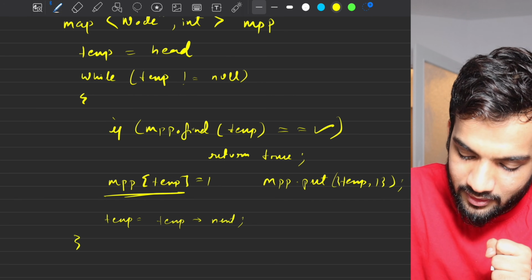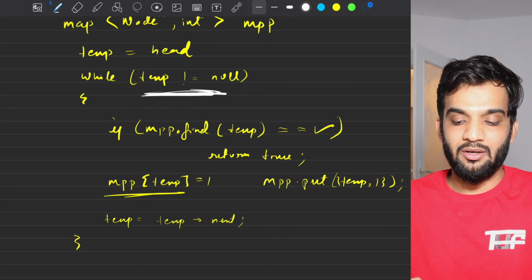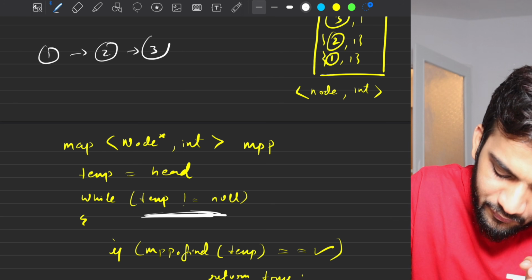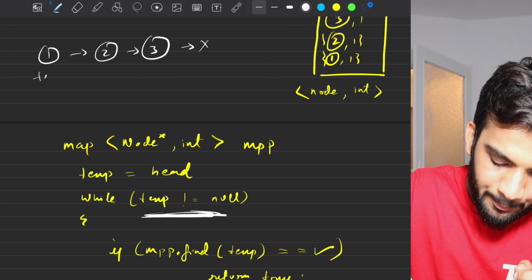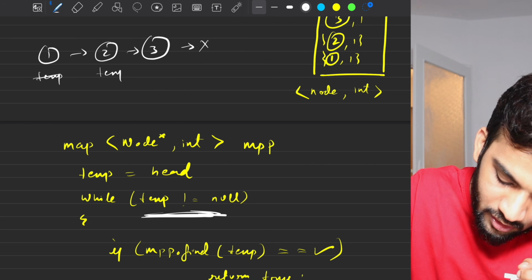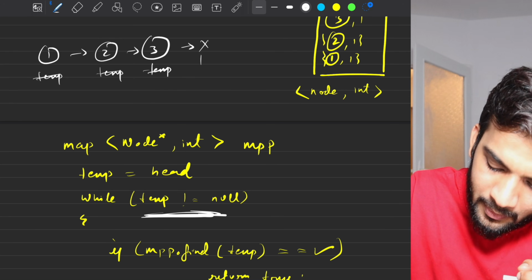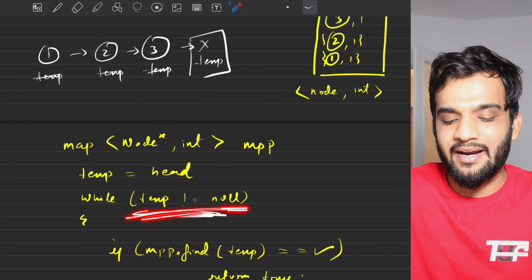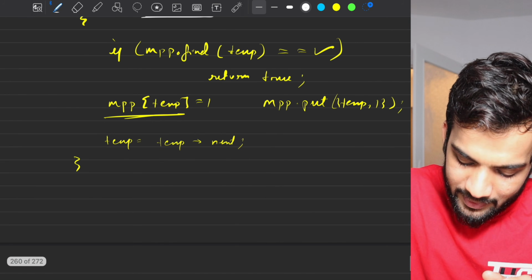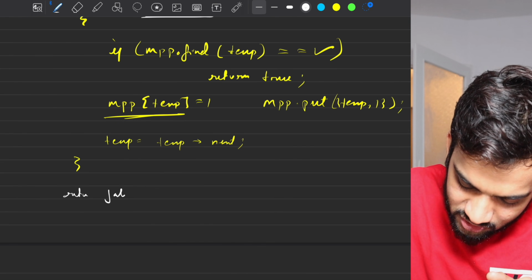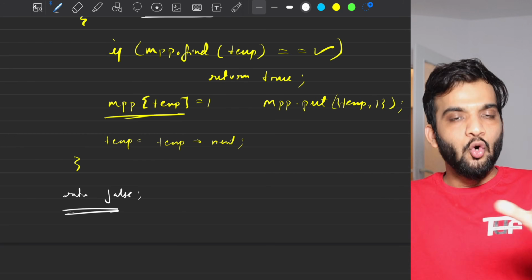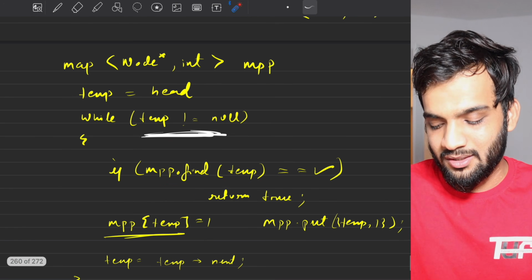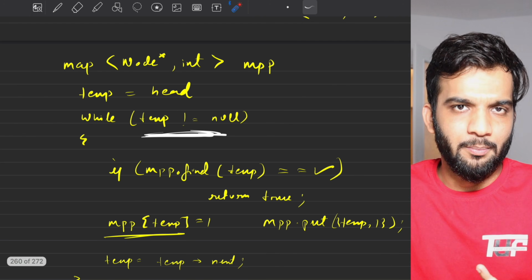And understand one thing, why have I written not equal to null? Because if I had a linear data structure, temp would have started from here, gone here, stored everything into the map, and then at the end it would have ended at null. The moment it would have ended at null, the while will be done, and I can straight away return false, stating there is no loop. Got it? That is why it's very important to have a check for null, because there might not be a loop.